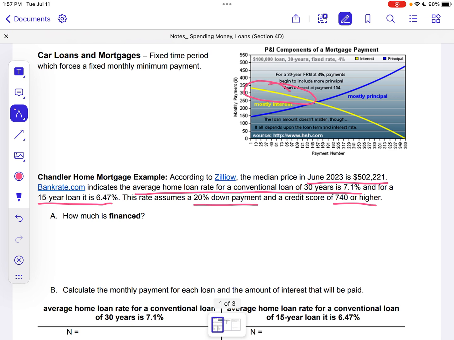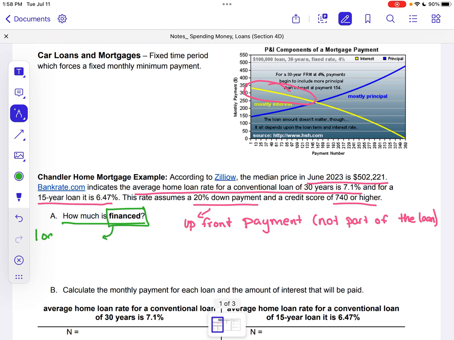The down payment is not part of your loan, so it's separate from it. You're going to pay that amount up front. You want to think of your down payment as your upfront payment, and it's not part of the loan. You've already paid it, okay? Now, we're going to change colors here so it stands out, that we want to know how much is financed. When we use the term financed, that's the amount you borrowed, okay? So that's your loan amount.